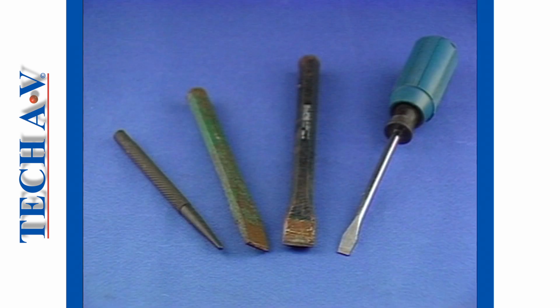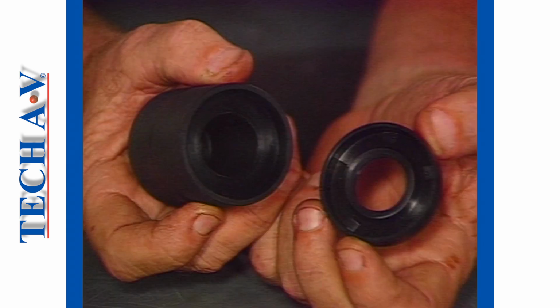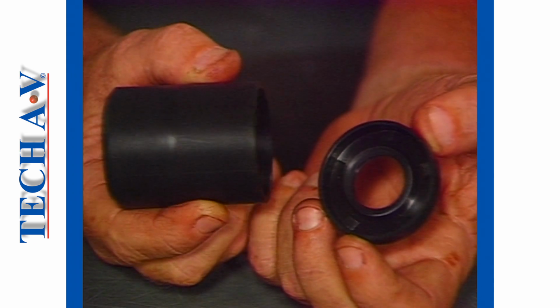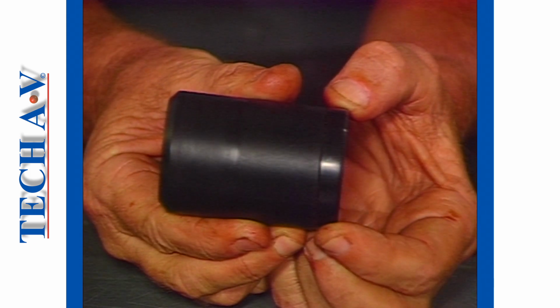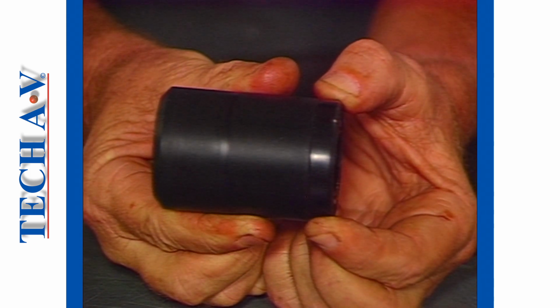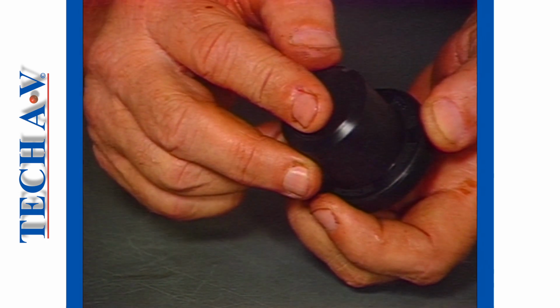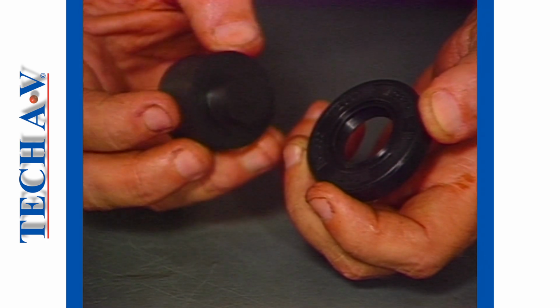Here are some tools that you should not use when replacing oil seals. Sharp or pointed tools should be avoided at all times. Use only correct fitting tools which contact the seal in such a way that pressure is only exerted against the outer edges of the seal. If the tool is too narrow, it will dish the seal, rendering it useless.